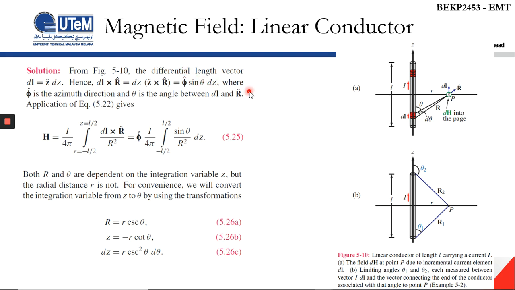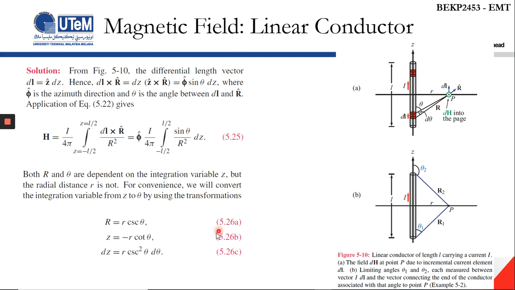You need to refer to the cylindrical to Cartesian coordinate transformation to understand what the direction of phi means. It's on the xy plane, and the direction of phi is moving from the x-axis to the y-axis in that direction. So you have this equation here: sine theta over r squared dz. Now for convenience, we want to convert the variable z all into theta. By using transformation, you'll get these three equations here, 5.26a to 5.26c.